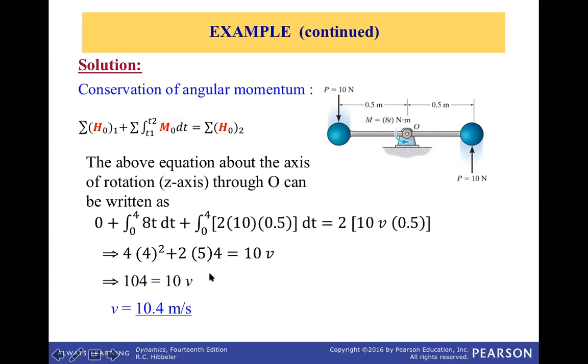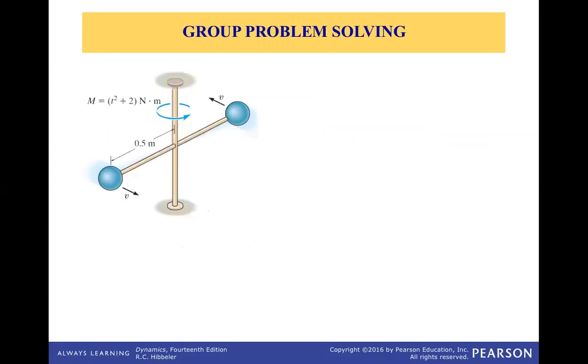Then you solve on the left hand side, you add those two up to be 104. On the right hand side, you have 10 times v. 2 times 0.5 is 1, and then 1 multiplied by 10 is 10, so 10v. So the final speed at t equal to 4 seconds will be 10.4 meters per second. Again, you are applying conservation of angular momentum here to figure that out.